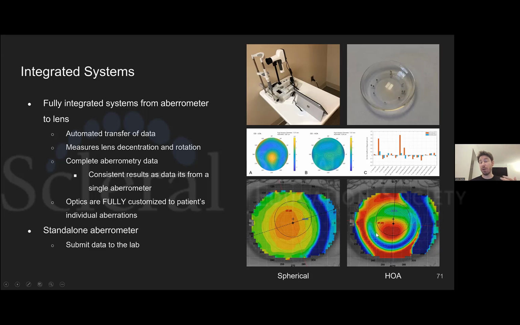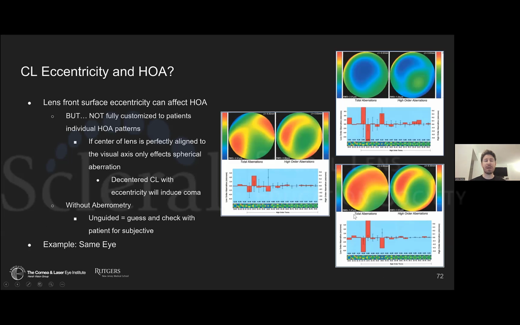Down at the bottom, you can see the difference between the over topographies on these lenses. You can see the spherical lens, or the lower order aberration correcting lens, on the left, and the higher order aberration correcting lens on the right. And you can see the differences in the topography of those lenses. This is physically ground into the front surface of the lens.